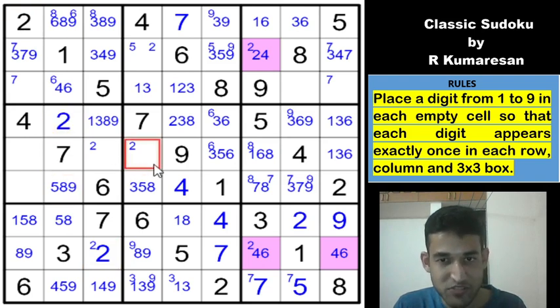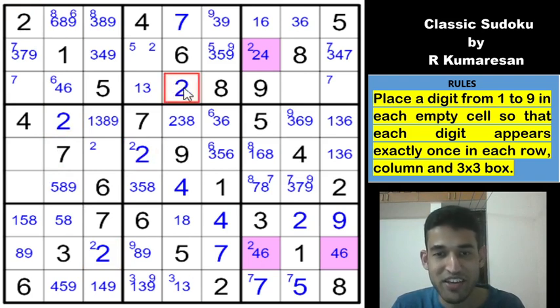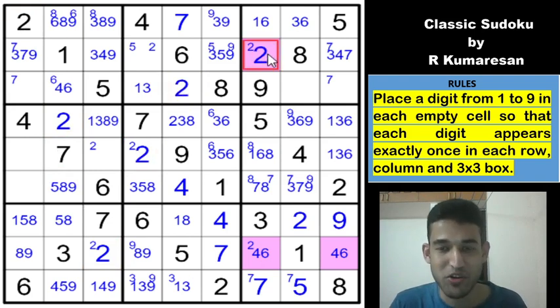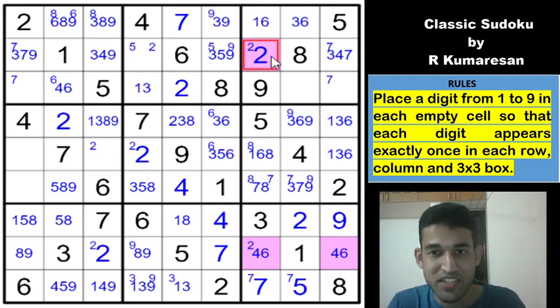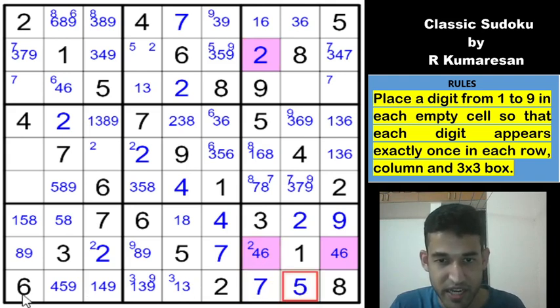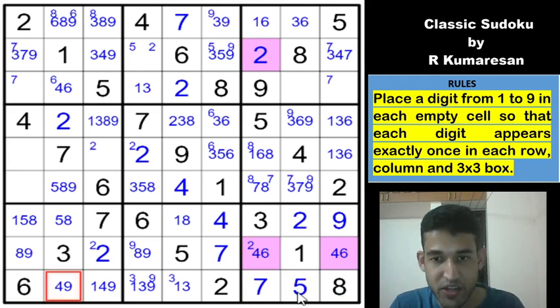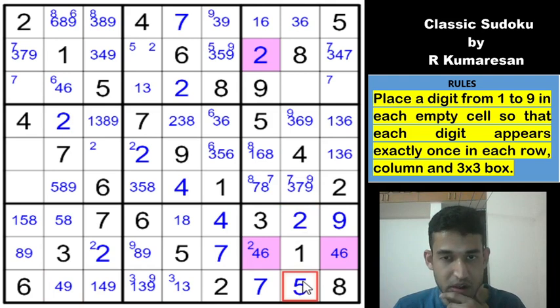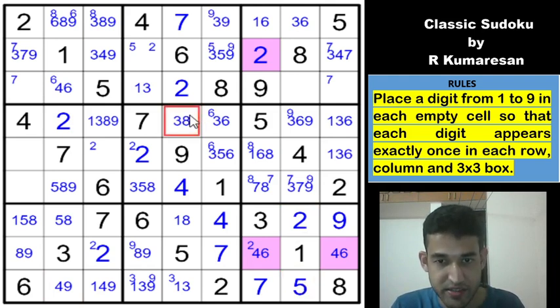And 2 in row 5 has only one cell left. This will be a 2, and 2 in column 5 will be here, and 2 in row 2 will be here. Beautiful, guys. Superb. So I'll remove the corner pencil marks from those cells. So this is 2, this is 7, this is 7 and a 5. And this cell is not a 5, so this is 4 and 9. And you have a 5 here. This is not a 2, so this is 3, 8.